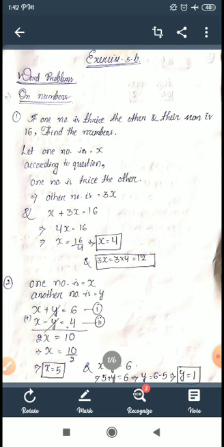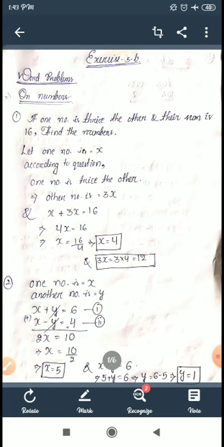First, let us take one number as x, and as given in the question, one number is thrice the other number. So the other number will be 3 times x. One number is x we have taken, the other number will be 3 times x. And their sum is 16. That means the sum of the two numbers is 16.